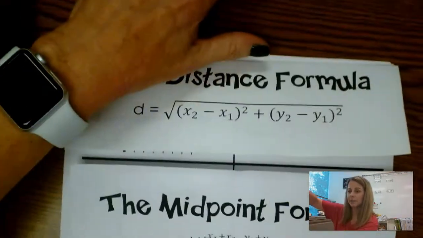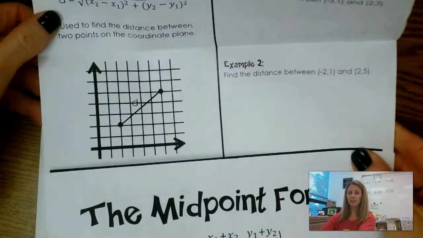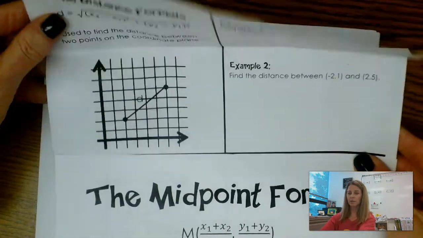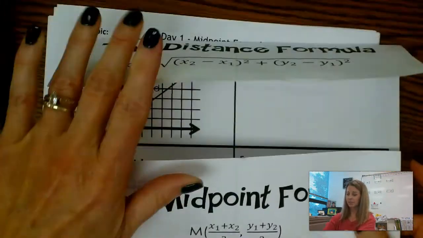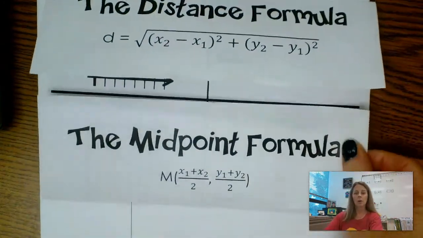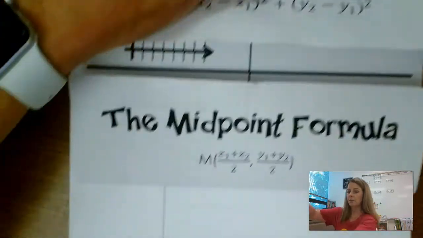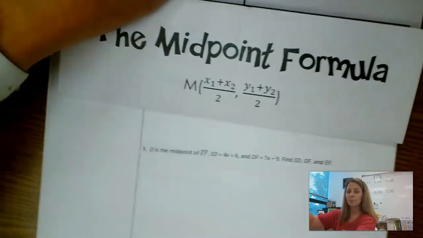Let me kind of zoom out here a little bit. Now we've got this foldable, that distance formula, and then there are some examples under it. Midpoint formula, and there are some examples under it. So we're going to use this in the next couple of videos. Midpoint formula, this is where we are going to begin. All right, so midpoint formula.